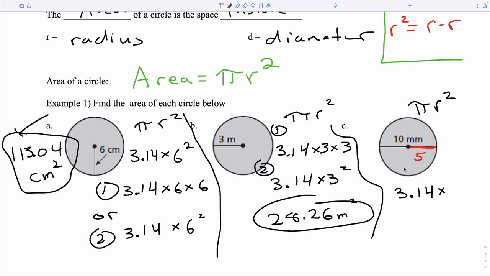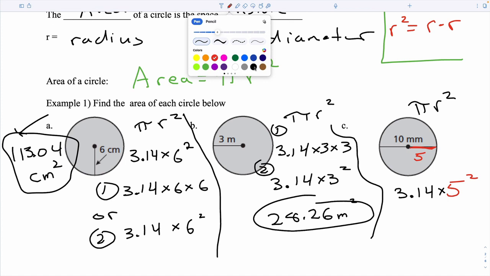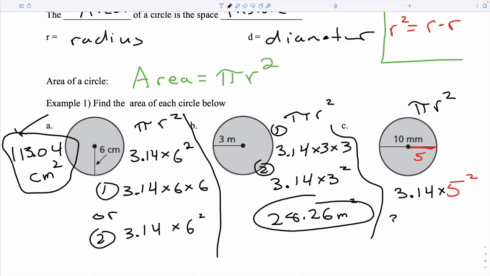Beautiful. That is blunder number 2. Besides calculator errors, the next blunder is people just kind of fly through this once they know how to do it, and they forget about the radius. Plug it in: 3.14 times 5 squared, or 3.14 times 5 times 5.